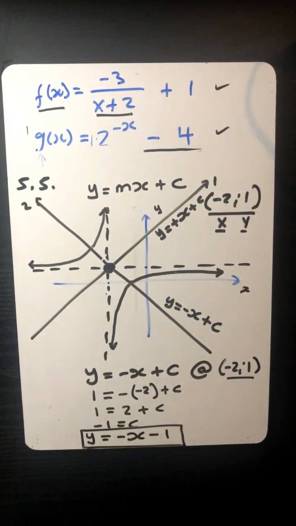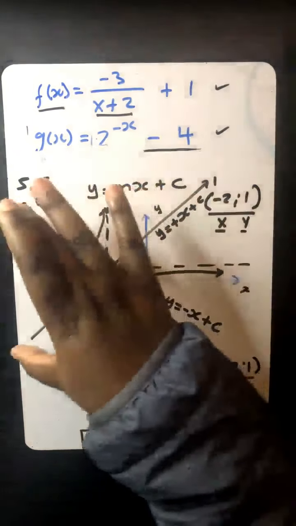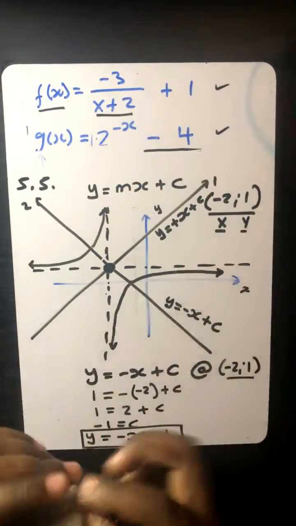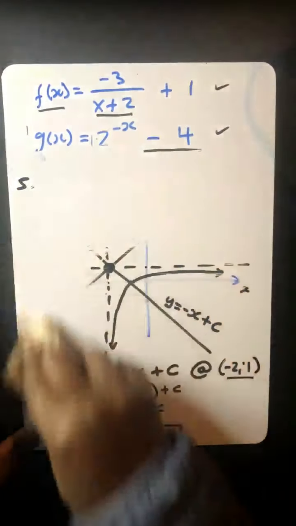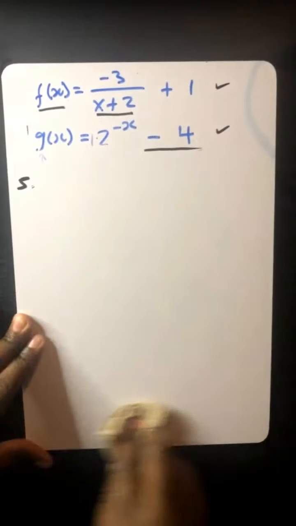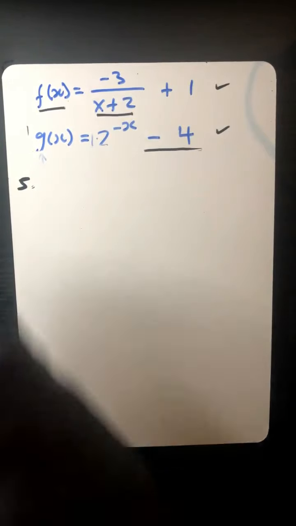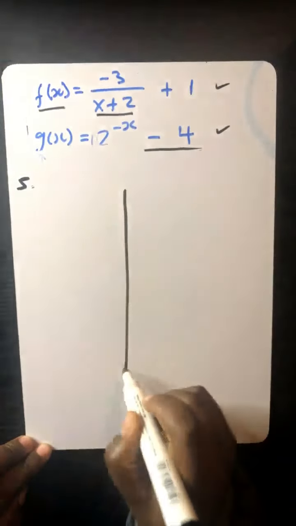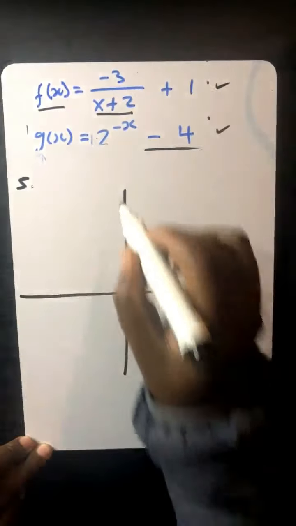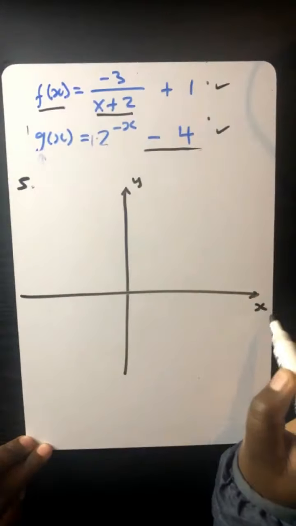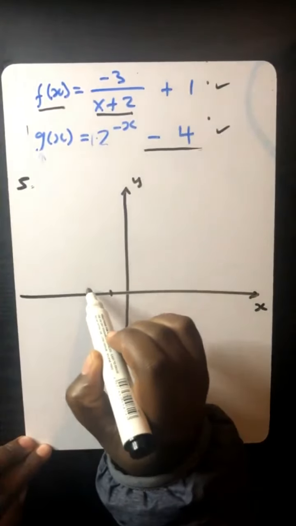The next question, 5.7, says sketch the graph of F and G on the same system of axes. Clearly show all intercepts with the axis and any asymptotes. You can see we have drawn the first function there. Let me remove all of that so that we draw it nicely. Do you understand what the question wants you to do? Yes, sir. So what they want you to do is to plot these two functions. I think we drew the first one. We said there we've got negative 2 as that.